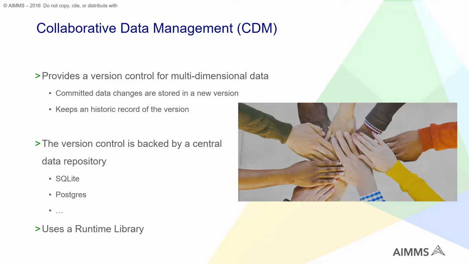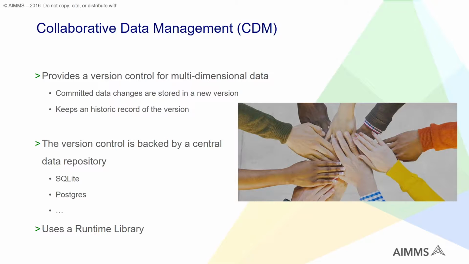So what we want to achieve above all was to have version control for multi-dimensional data. That means that each user would be able to read from the data set and commit changes he makes to the central database in a new version. That allows us to manage our data and keep a historic record of all of the versions, so we can reverse, go back in time and pull old versions of the data.